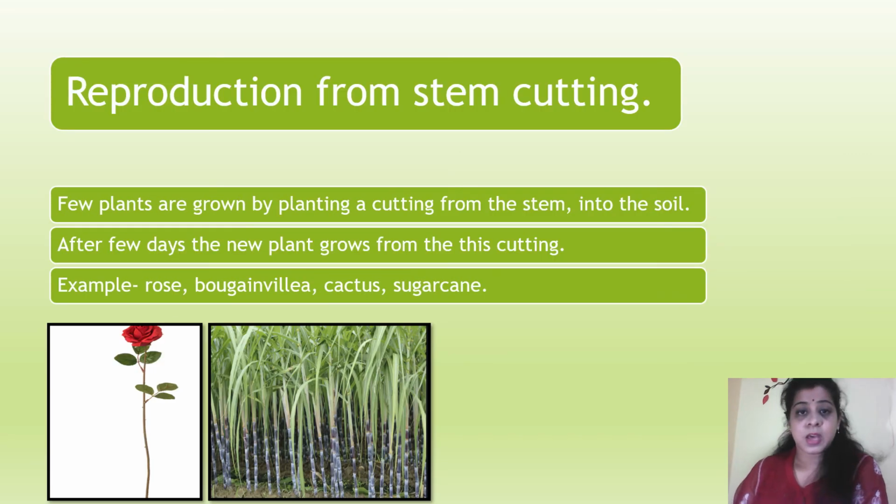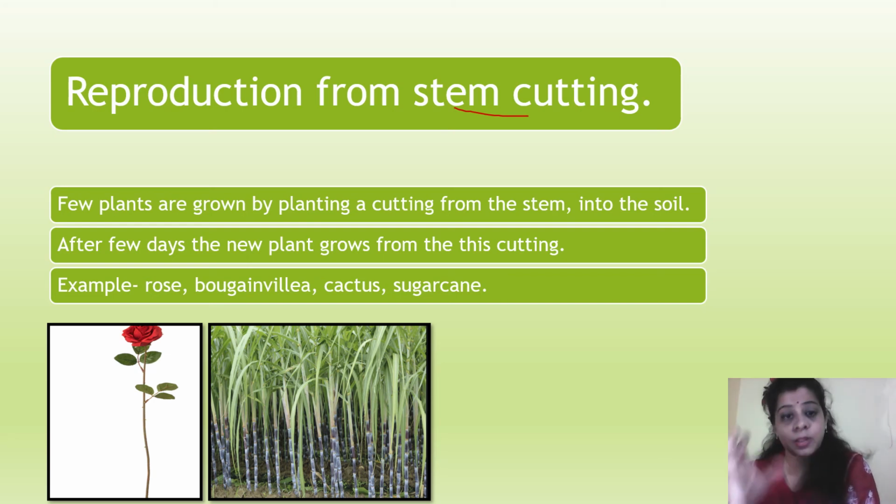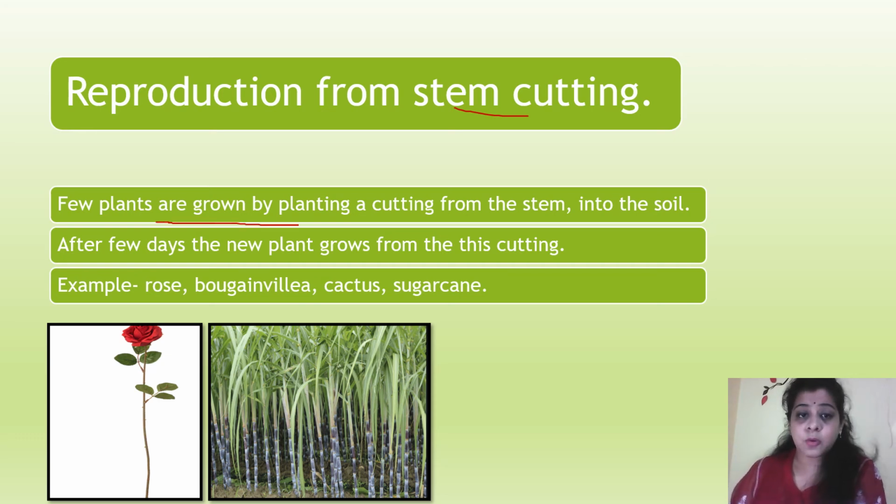Okay, second one is stem cutting. The first topic was regarding stems, where the whole stem is used, but now over here we will see how stem cutting is used. Few plants are grown by planting a cutting from the stem into the soil. It means not the whole stem is placed, but just a cutting from the stem is taken and put into the soil, and the new plant grows from it. After a few days, the new plant grows from this cutting only.